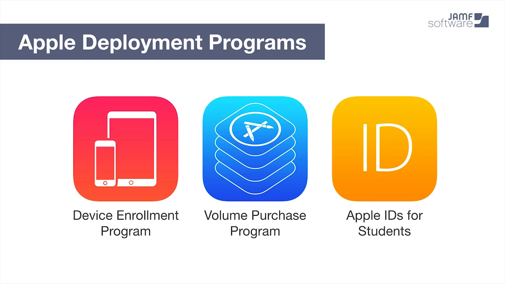Next, there's something called the Volume Purchase Program, or VPP, which lets you buy apps in bulk and distribute licenses to your users. You can even recall those licenses once your employees or students have left and give them to new employees or students. And finally, there's an Apple ID program specifically for students who are under 13. So this is an education-only program, but it allows you to create Apple IDs specifically for students.